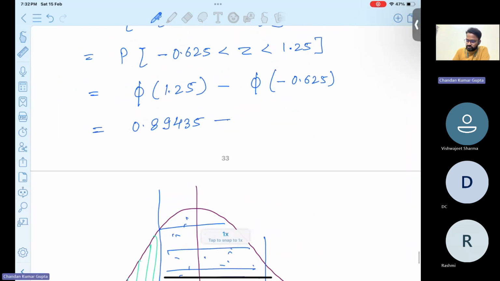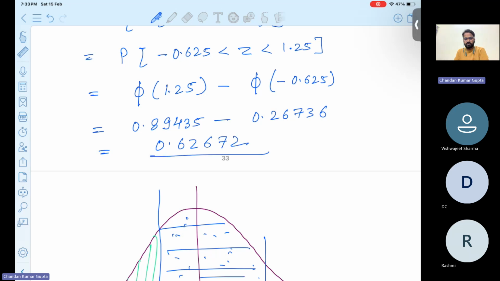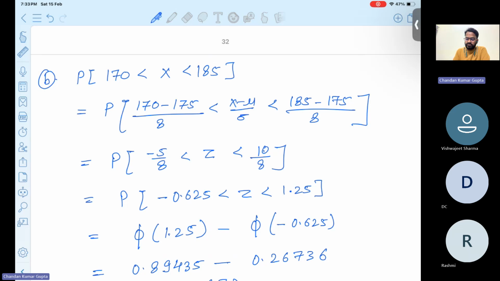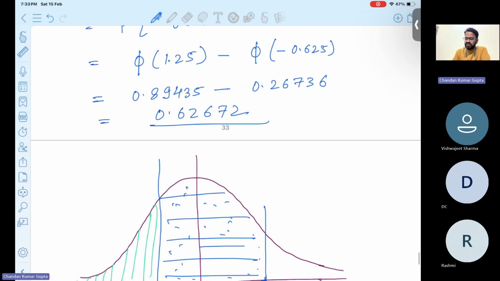Okay. So 0.26736 is there. Okay, 26763 is there. And after solving, we will get the probability as 0.62672. It is an approximate value with the help of the normal table. So the probability that a randomly chosen person has height 170 to 185 centimeters is around 62.67%.